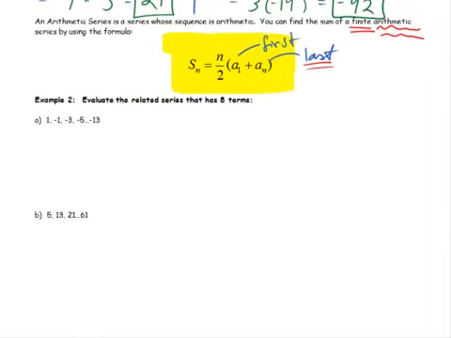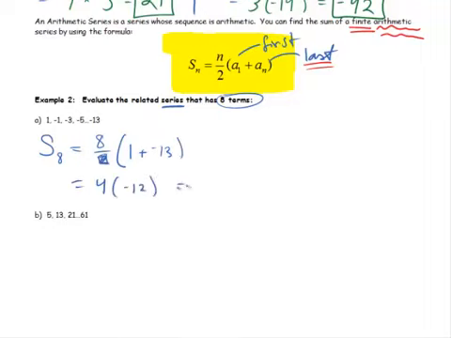All right, so a little more practice with this. These two down here, we're asked to evaluate or find the value of the series, the sum. We're told that they all have 8 terms. We're not told what all the terms are, but that's okay. Our formula only needs the first and the last. So the sum of the 8 terms in this pattern, since there's 8 over 2, the first term is 1 and the last term is 13. So this is 4 times -12, which is -48.